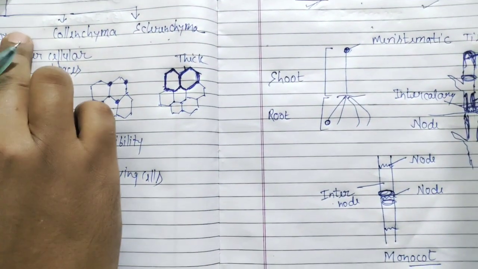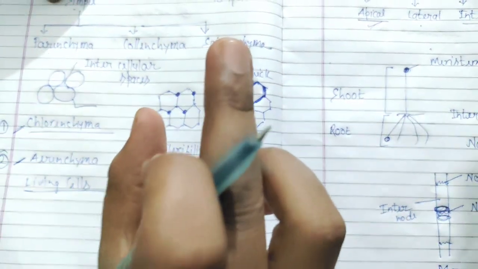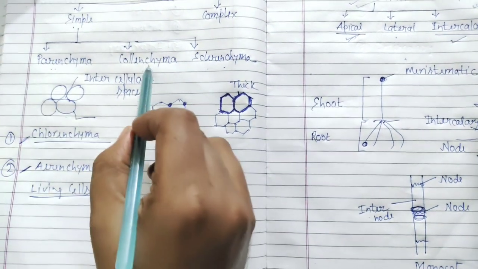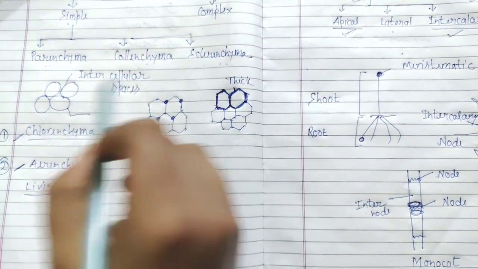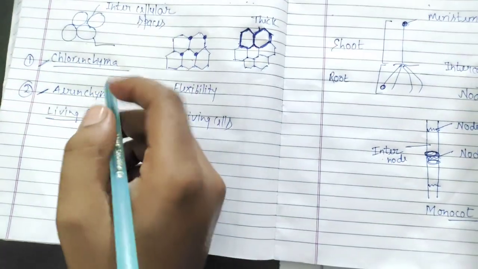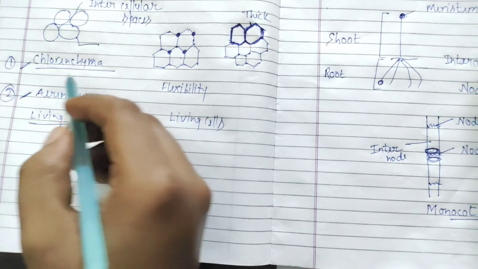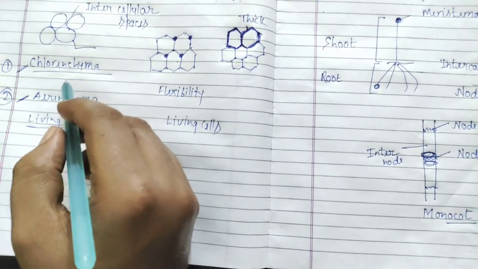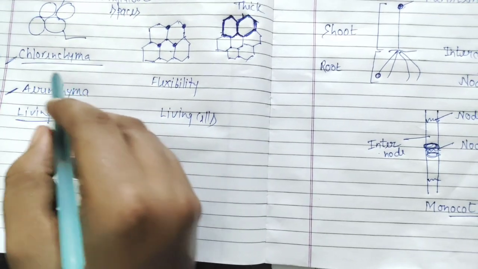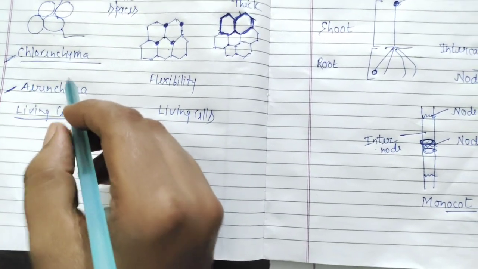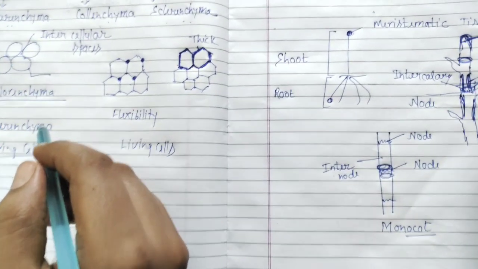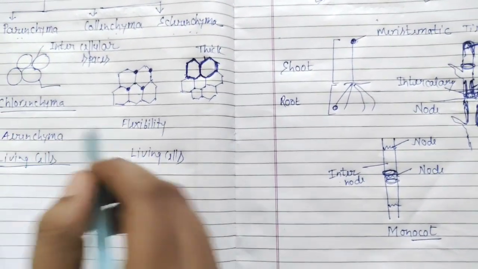Simple permanent are the tissues that are made up of only one type of cell. Okay, the types of simple permanent are parenchyma, collenchyma, sclerenchyma. Parenchyma has multiple types, but here I have told you about chlorenchyma and aerenchyma. If they are performing photosynthesis, they are called chlorenchyma, and if they are forming air cavities in aquatic plants or floating up the plant in water, they are called aerenchyma.